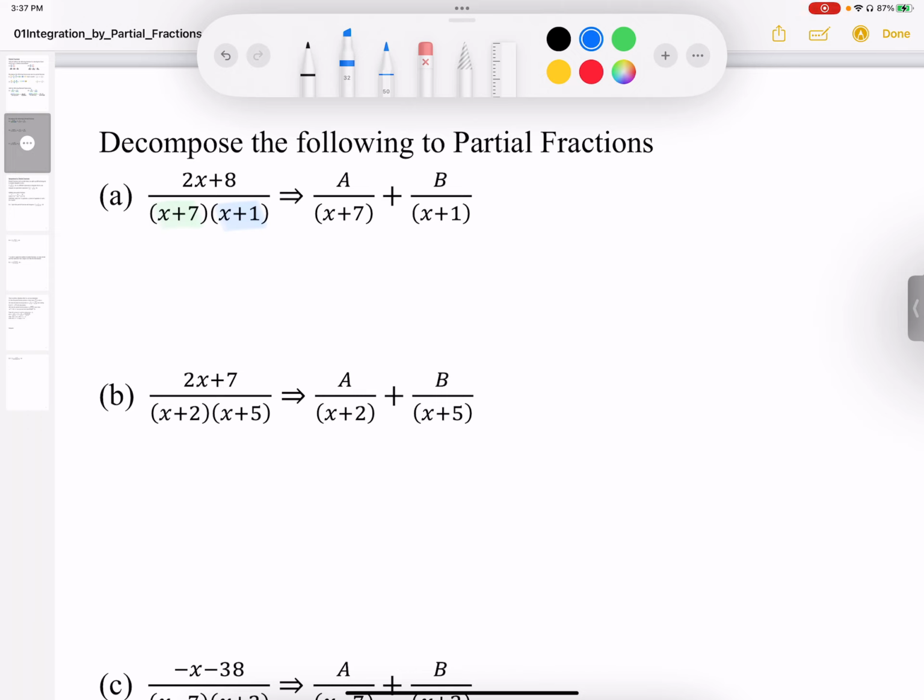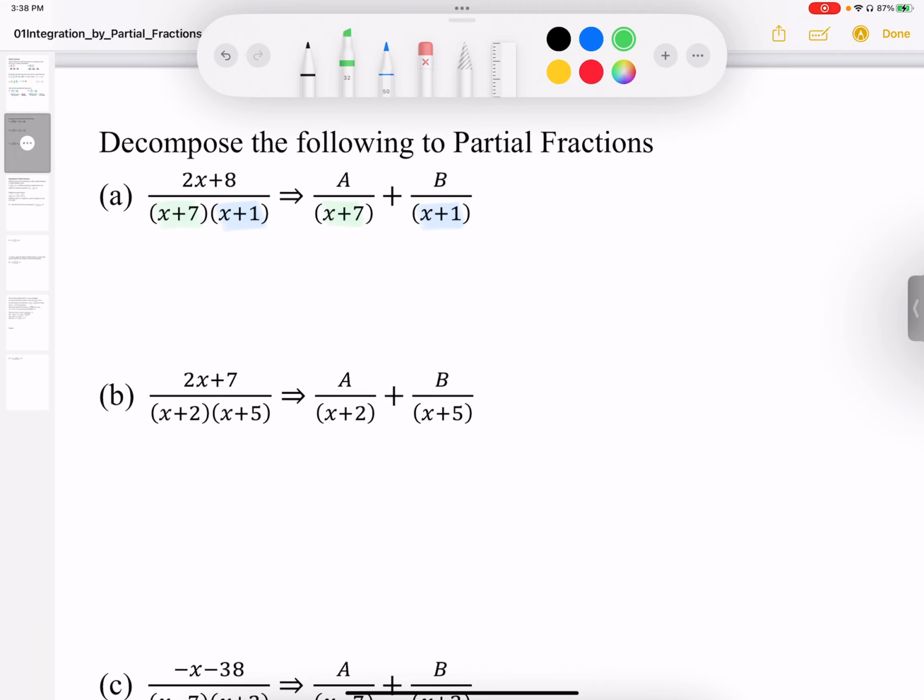And when we cross multiply this, we're going to generate the 2x plus 8 by having some group of x plus 1s and some group of x plus 7s combined. Now, we do have two unknowns here, so this might be a bit of a problem. So we're going to have to come up with two equations at some point.